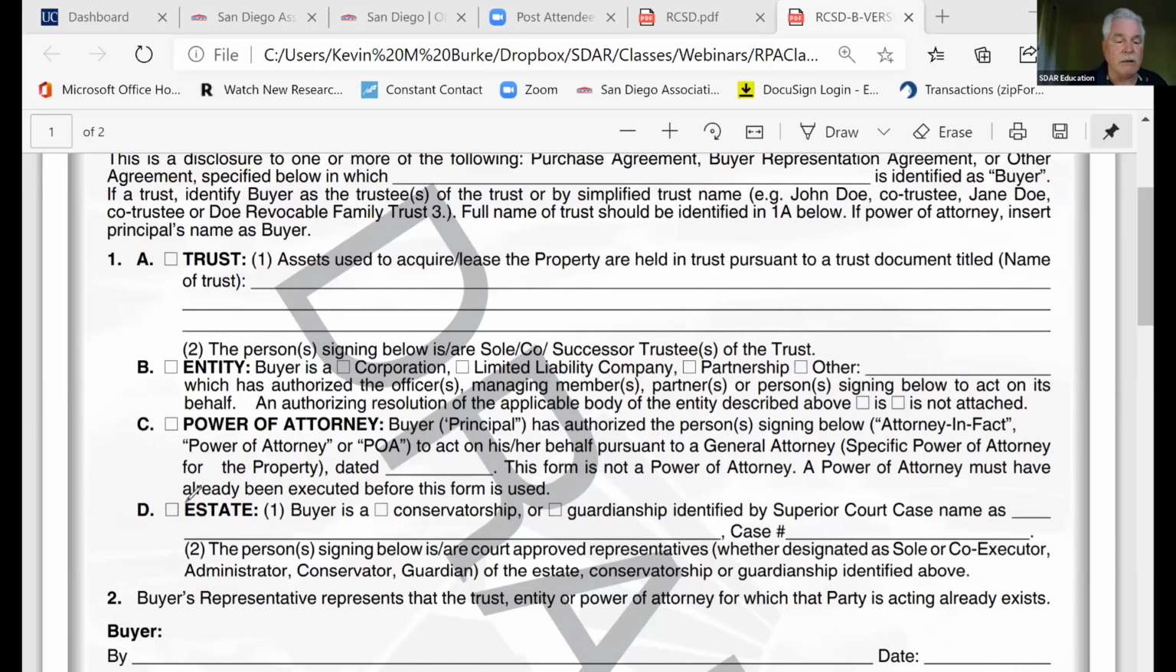Okay, estate. What is an estate? Well, it is either a conservatorship or a guardianship. So when I talked earlier about the person being mentally incompetent, or lacking capacity to contract, as we say, then maybe there's been a conservatorship or a guardianship created for them. You will know that's what it is because it's going to have a Superior Court case name and a number. So you're going to know that somebody else is in one.